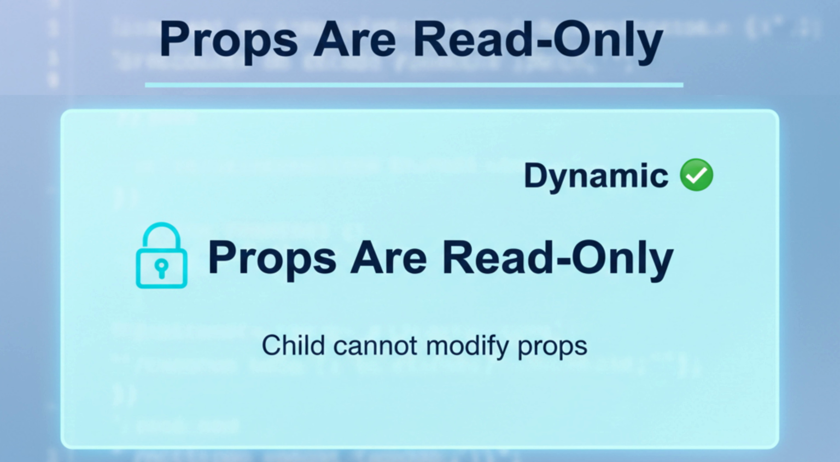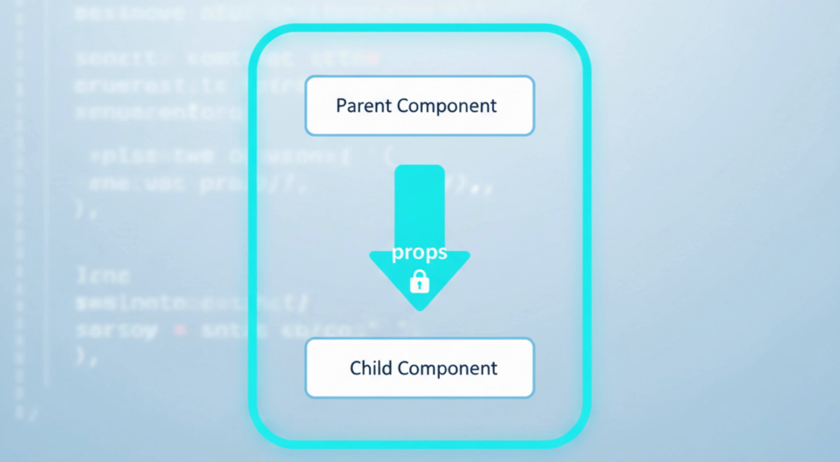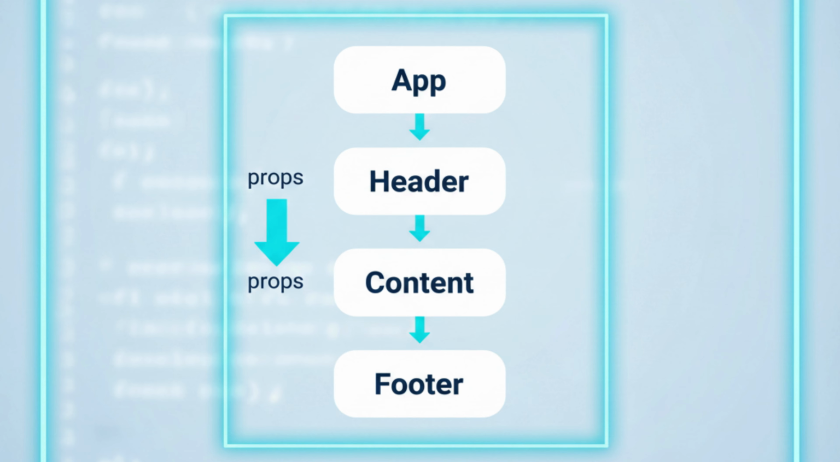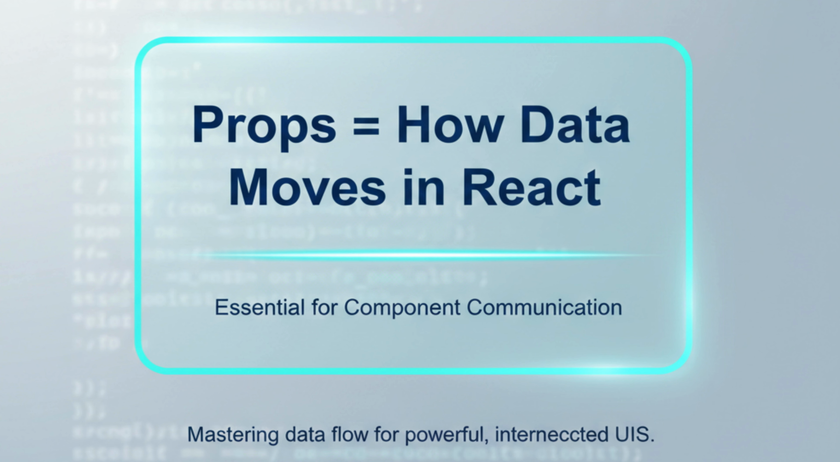One very important thing to remember is that props are read-only. A child component cannot change the props it receives. Props always flow from parent to child. This one-way data flow keeps React applications predictable and organized. If components are building blocks, props are the connectors between them. Understanding props is essential because this is how data moves in React.